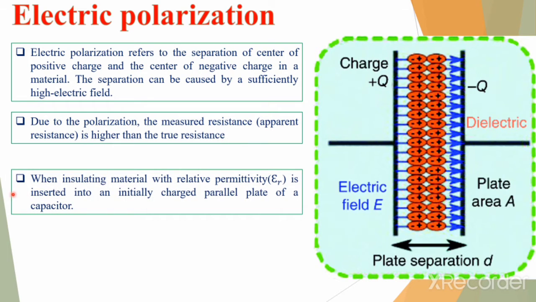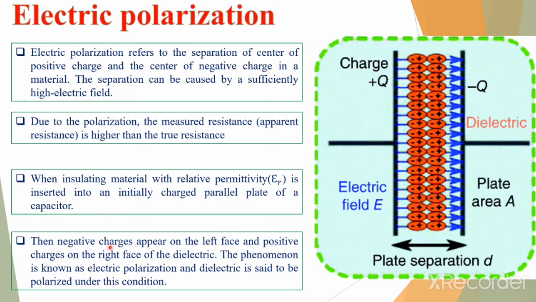When an insulating material with relative permittivity epsilon r is inserted into an initially charged parallel plate capacitor, negative charges appear on the left face and positive charges on the right face of the dielectric. The phenomenon is known as electric polarization, and the dielectric is said to be polarized under this condition.